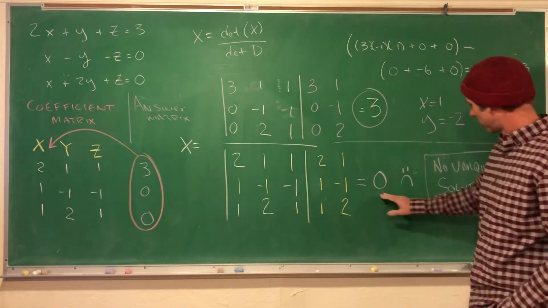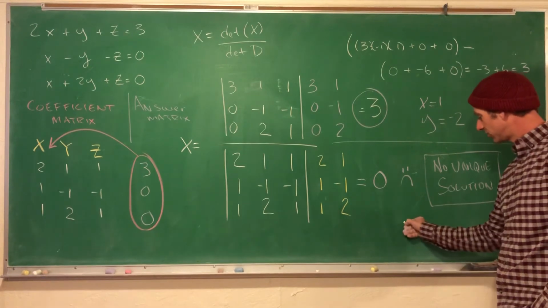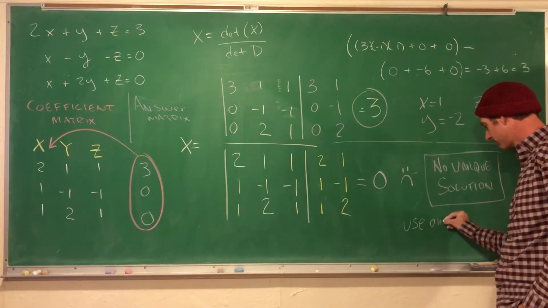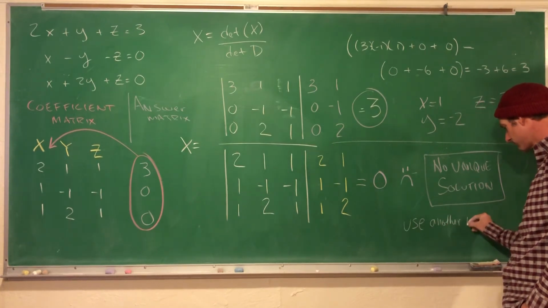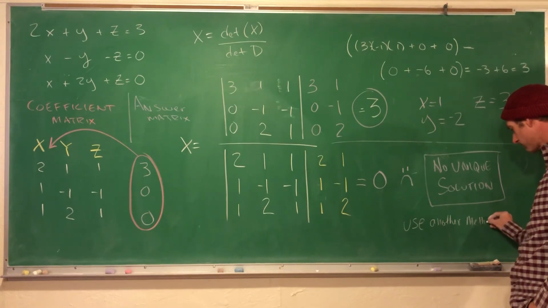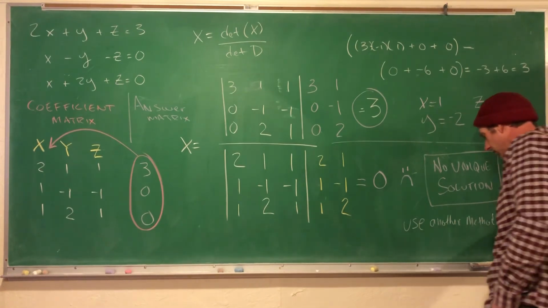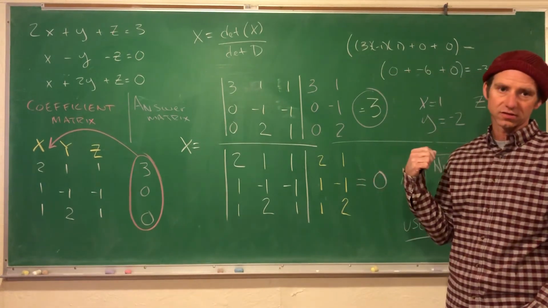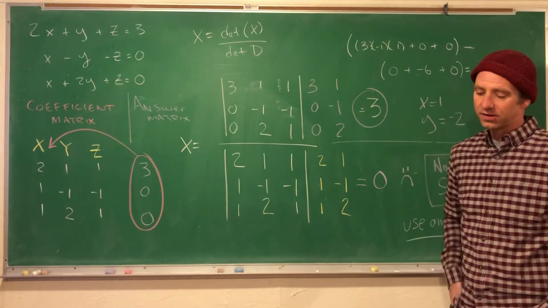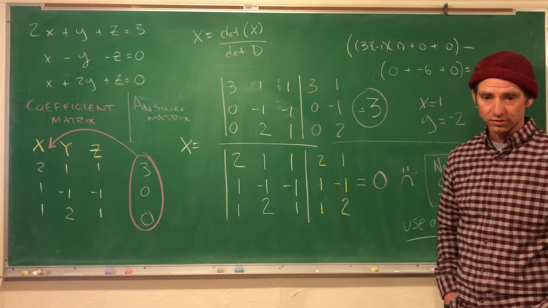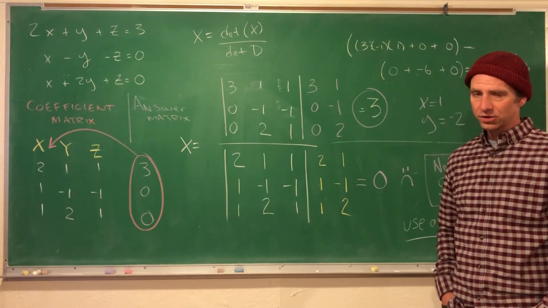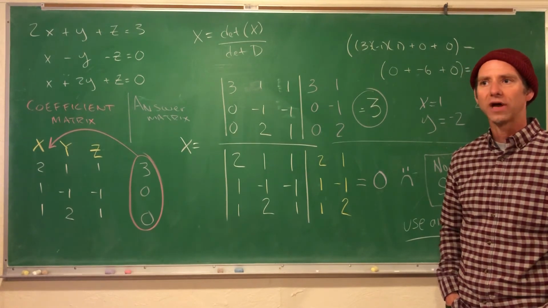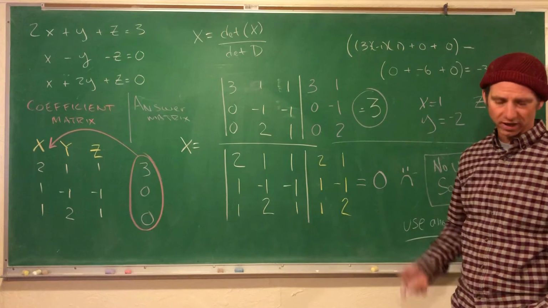So if the denominator is 0, you're going to have to use another method to calculate the values. No unique solution would be situations where the lines overlap, where you have like a star pattern or an H pattern. I think we talked about those last time.